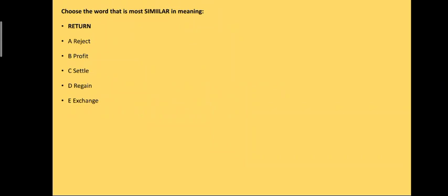Last question. Choose the word that is most similar in meaning to the word return. So will it be reject? No. Profit? No. Settle? No. Regain? Perhaps not. Then our option is exchange. So these were 10 MCQs.